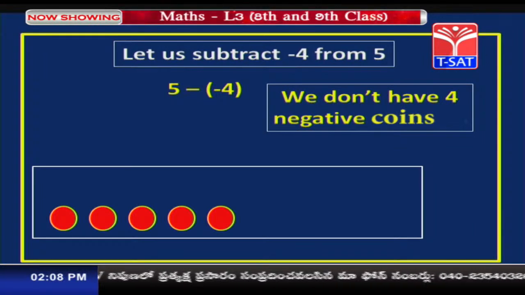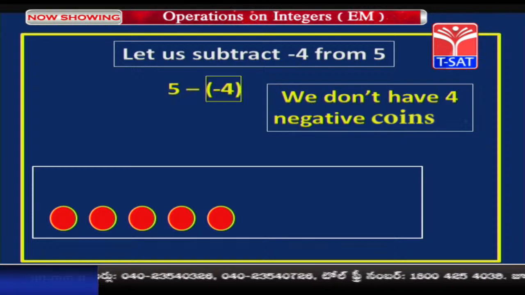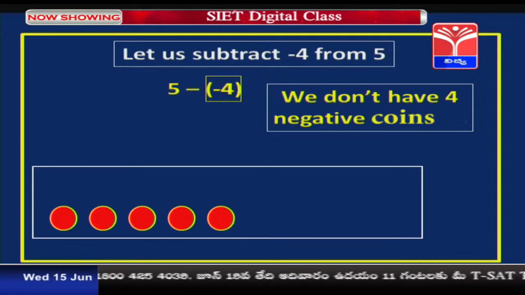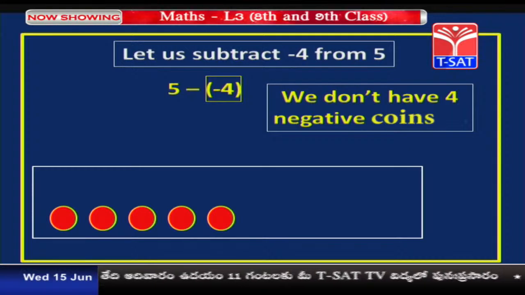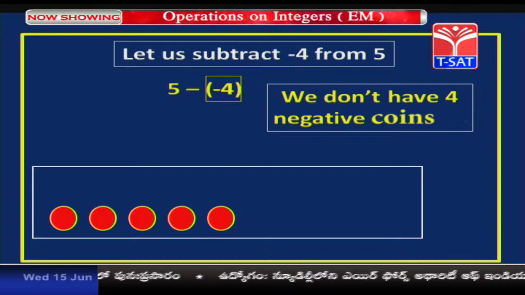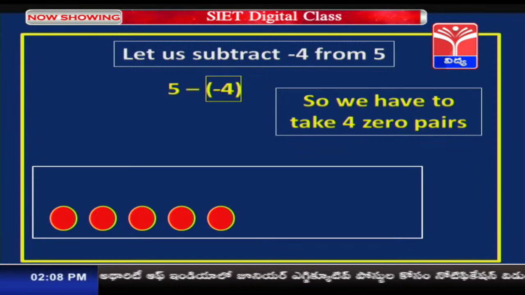Okay? That is the reason we take 4 zero pairs. So, let us take 4 zero pairs, children, here. Why do we take 4 zero pairs? Because 5 minus of, we have minus 4. Since we have minus 4 subtracted from 5, we are taking 4 negative coins. Got it, children? So, since we are having minus 4, we are going to take 4 zero pairs.